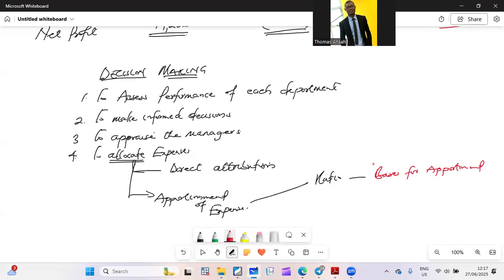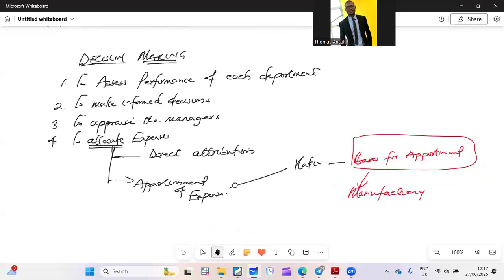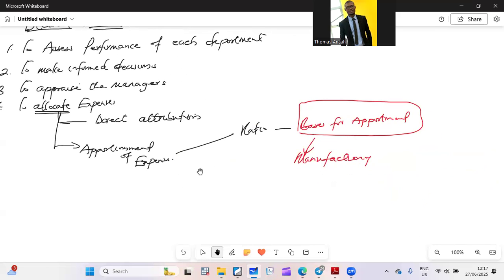So just to educate you, you'll be given a certain amount, a total, and you will be asked to spread it among departments. That is something you learn, and it is going to help you deal with manufacturing account. I told you that the essence of departmental account is to help you deal with the other topics.